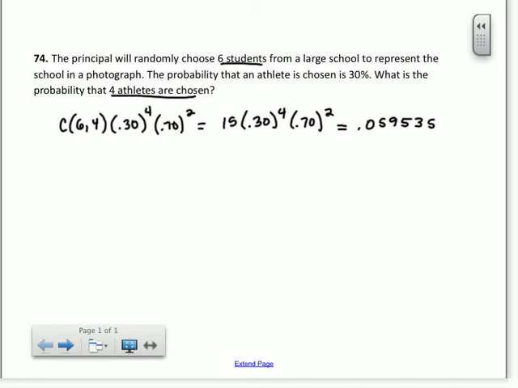0.059535. On these binomial theorem ones, I usually use as many decimal places as my calculator gives me, just because some of the probabilities are super small. So sometimes it's like 0.000000 something.